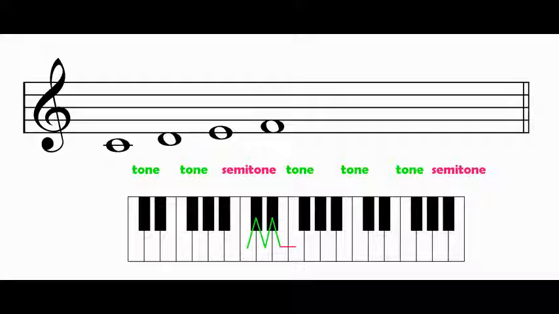We will then go up three more tones, from F to G, from G to A, and from A to B. In order to complete the scale, we will need to go up one more semitone. This will take us to the note C, which has the same letter name as the note we started on.